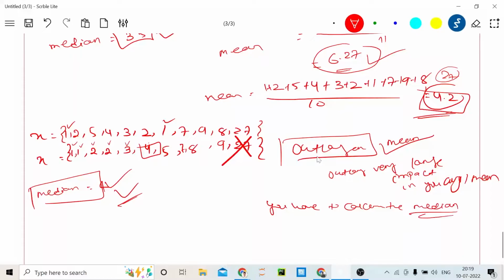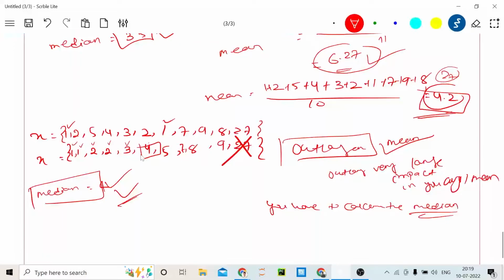When an outlier is present inside your data, you may see it is far different from the rest of our data. That means our data is 1, 1, 2, 2, 3, 4. If I tell you these are the ages of students reading in primary school, you may say that 27 is not practically possible. You have to leave that value. When you realize some kind of outlier is present, you have to deal with the median.